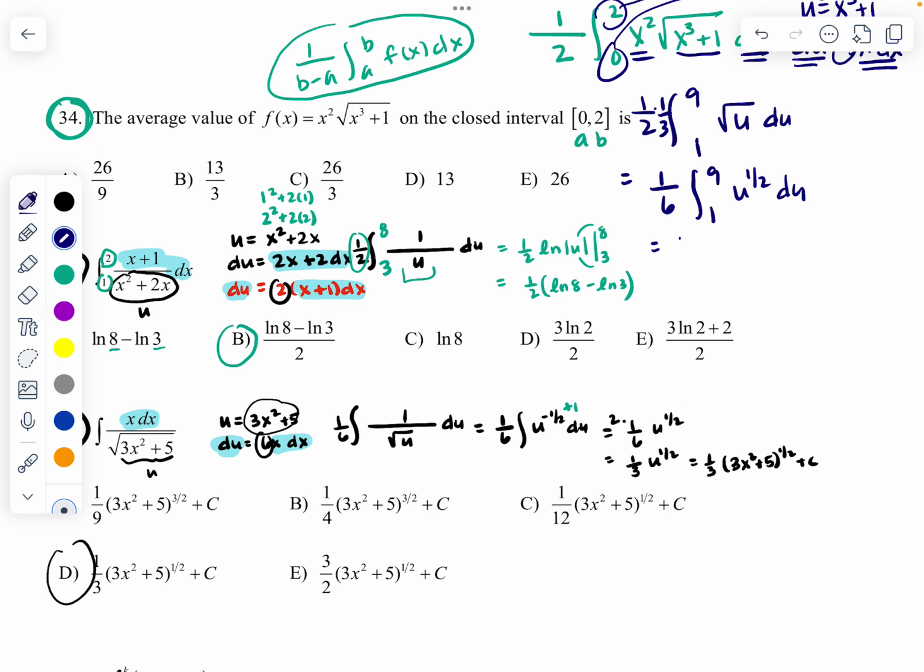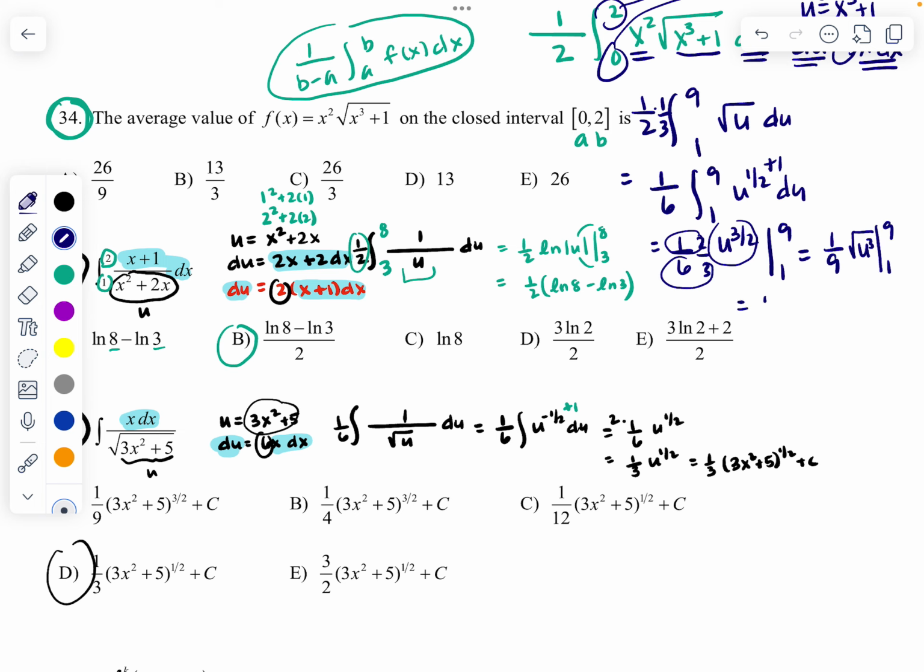So this would be 1 over 6. If I add 1, I'm going to get u to the 3/2. Dividing by 3/2 is the same as multiplying by 2/3. And I'm evaluating that from 1 to 9. So going to run out of room. Okay, this guy is 2 over 18, which is really 1 over 9. u to the 3/2 means the square root of u cubed, and I'm going from 1 to 9.